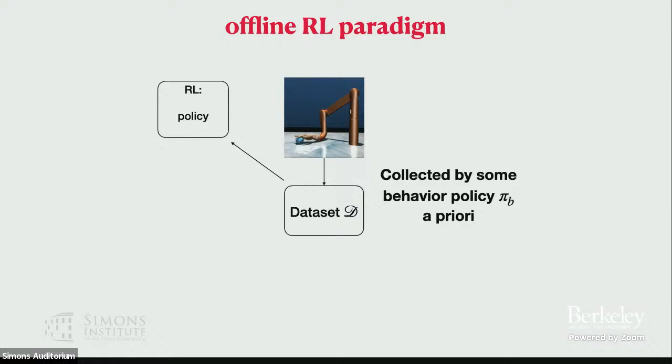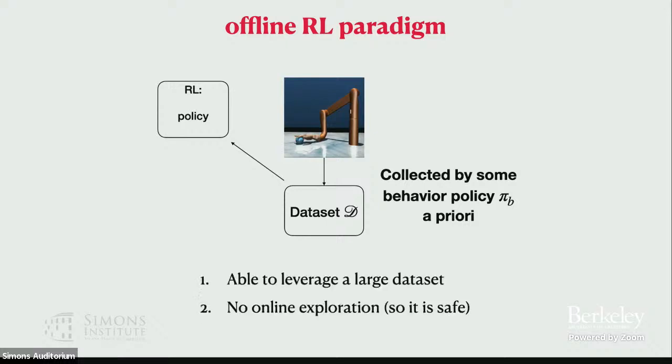And in this offline reinforcement learning paradigm, we only want to use this static data set to directly learn a policy pi that can work well on the task that we care about today. Once we learn that policy, we want to directly deploy it in the real world. So we don't want to do any exploration or any online interaction. The benefit of this framework is that we will be able to leverage a huge offline data set, and we don't have to do any online exploration. So this might be more suitable for applications where safety is important.